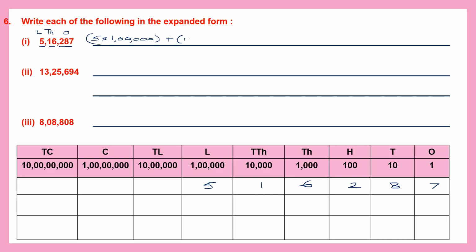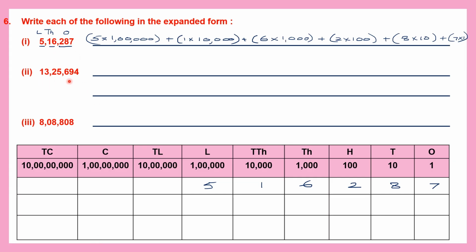So in brackets, 1 into 10,000. Then we go to the next number, which is 6. Plus 6 into 1,000. So 1 followed by 3 zeros. Then let's go to the next one. That is 2 into 100 plus 8 into 10 plus 7 into 1. So let's write that. Plus 2 into 100 plus 8 into 10 plus 7 into 1. So we have written the expanded form of this number. Now let's go ahead to the next one.